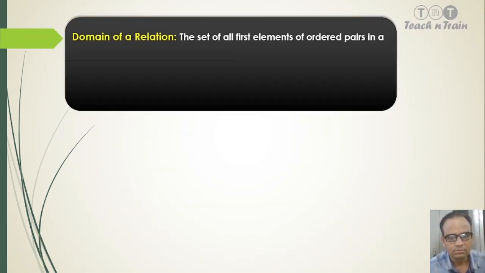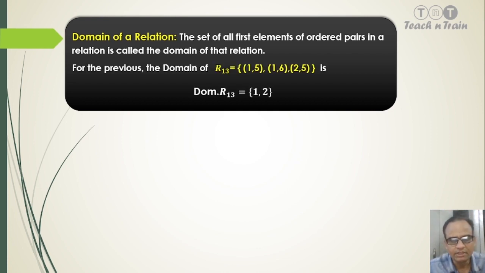Domain of a relation. The set of all first elements of ordered pairs in a relation is called the domain of that relation. In the previous topic, we found relations in A cross B, and one of those relations is relation number 13. According to the definition of the domain of a relation, it is the set having the first elements of the ordered pairs of a relation. So the first element of the first pair is 1, the first element of the second pair is 1, the first element of the third pair is 2. If I want to write it in set form, it is {1, 1, 2}.